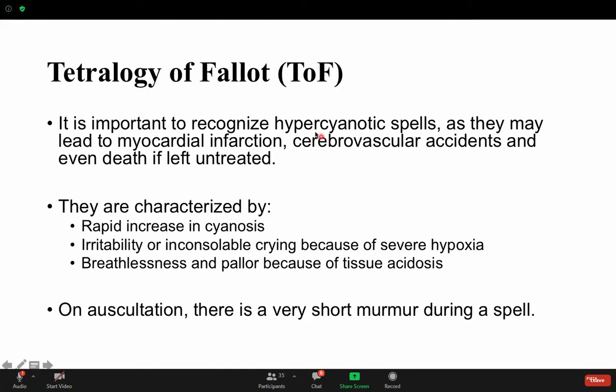في شيء نسميه hypercyanotic spells. هذا يجي بالolder children. Okay. Characterized by rapid increase in cyanosis. فجأة الطفل يصير عنده عشان من الاسم hypercyanotic، يعني هو cyanotic بس يصير hypercyanotic. يعني نفرض انه normally his blood saturation is 85، هنا بينزل 70. rapid increase in cyanosis بيبين عليه انه يصير مزرق. Irritability because of severe hypoxia, and breathlessness and pallor because of tissue acidosis. In auscultation, very short murmur during a spell.